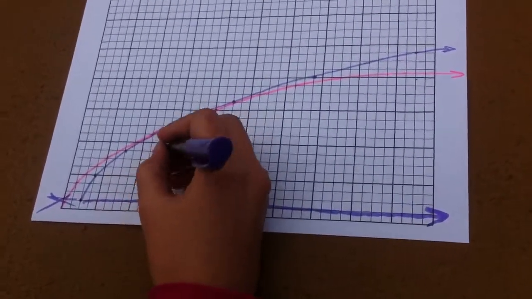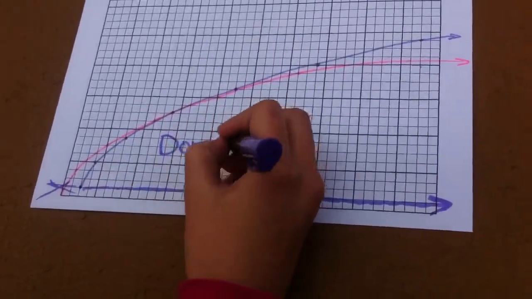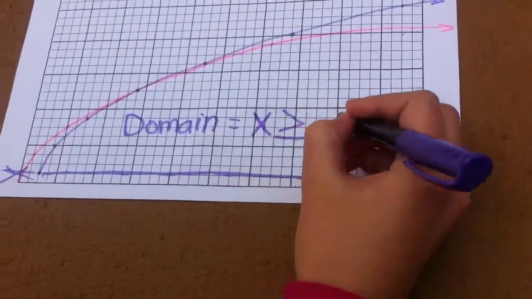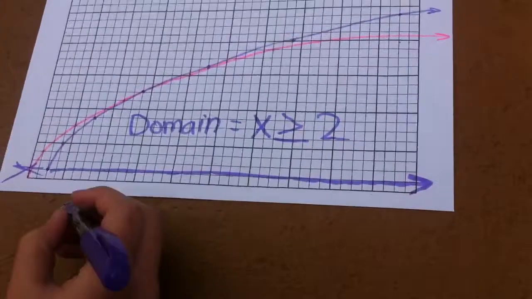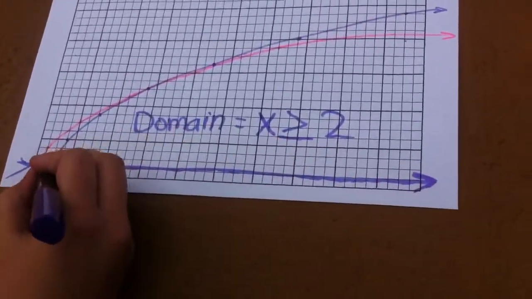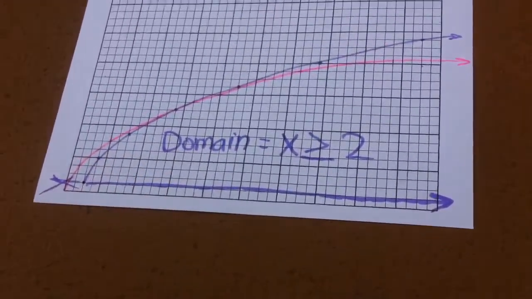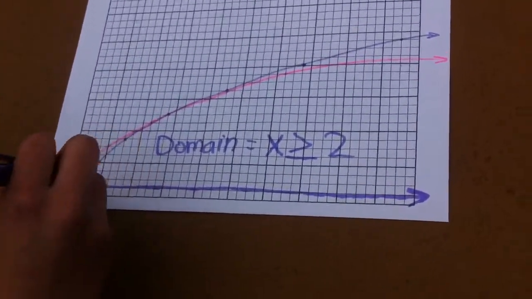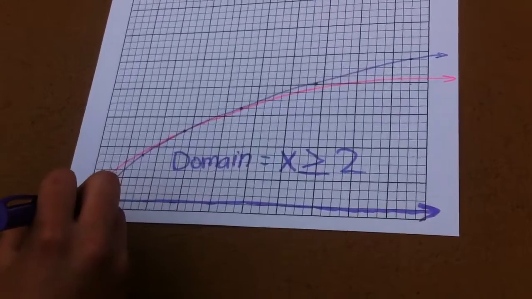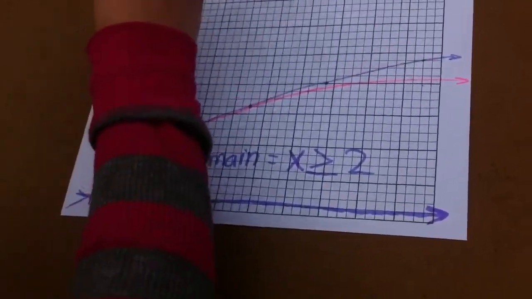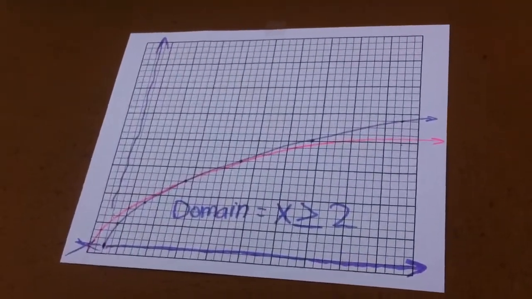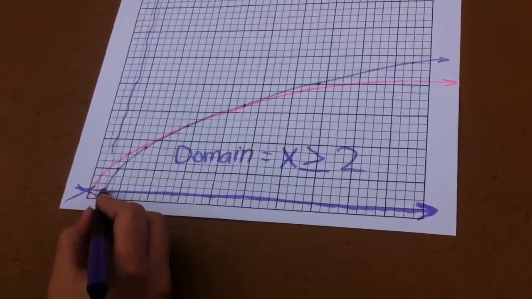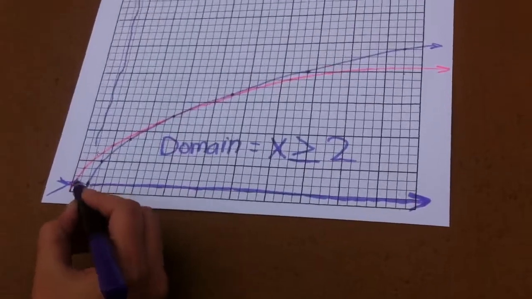So the domain would be x greater than or equal to 2. So all things greater than 2, and it could also be equal to 2. And the range is all the possible y values. So starting from here all the way up. And you can't go any more beneath 1, because that's where the graph starts.